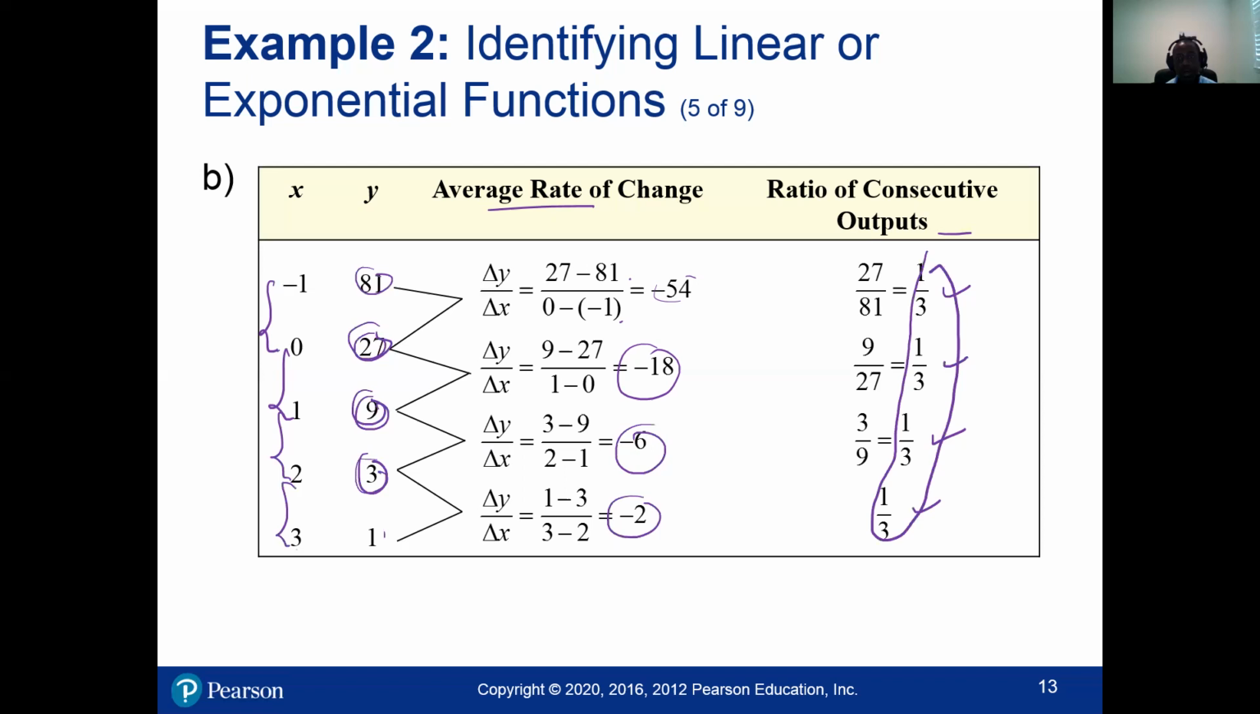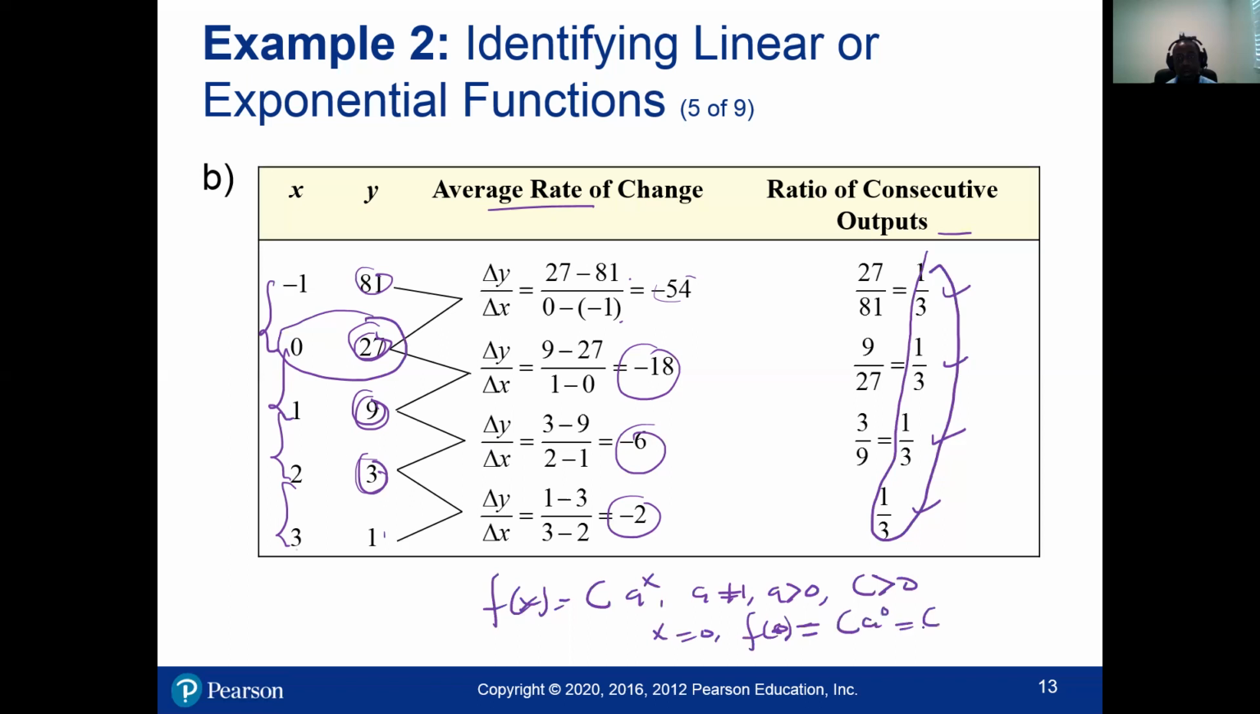So that means we need to determine what c is. Now, an exponential function is f(x) = c·a^x, where a is not equal to 1, a is greater than 0, and c is greater than 0. Well, what's c? Look at this pair, when x is 0. When x is equal to 0, f(0) is c·a^0, which is c. So in this case it is equal to 27. So my initial value is 27.